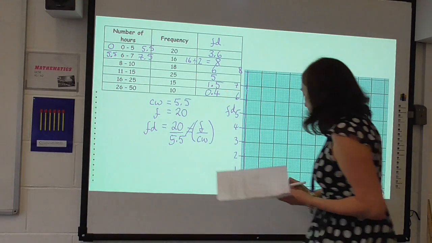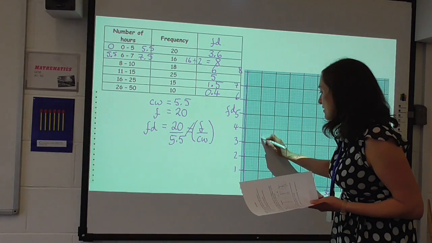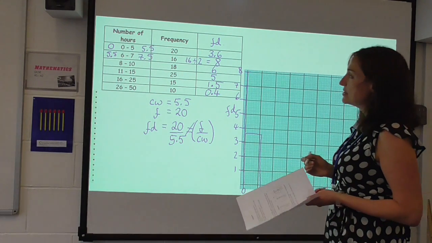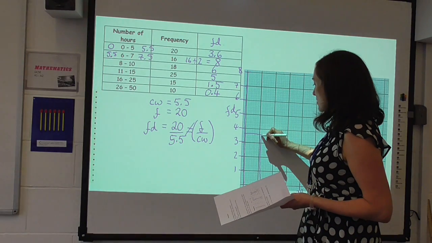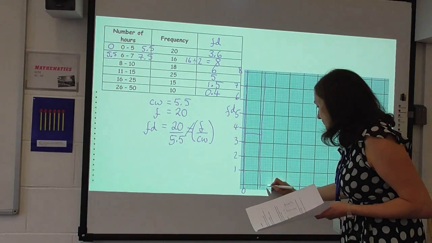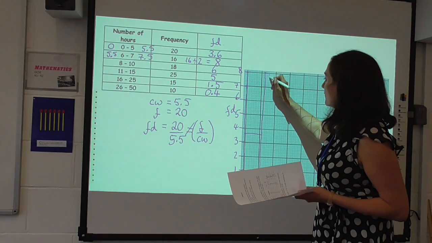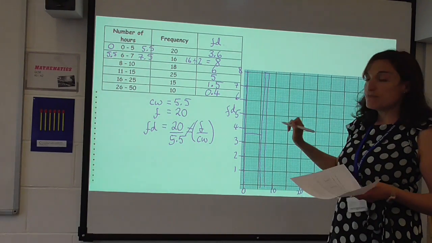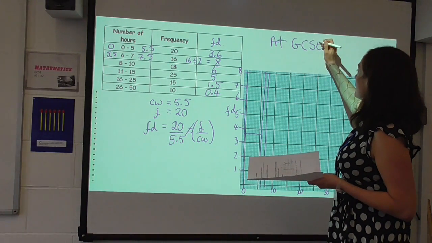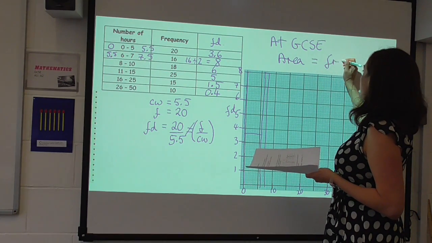So the first bar goes from 0 to 5.5, so there's 5.5 is there, 3.6 here, so your bar would go like that. And of course you would be using a ruler, so it would look much better than mine does. Then we go up to 8 for the next one, and that finishes at 7.5. And for each of these bars, the area equals the frequency.